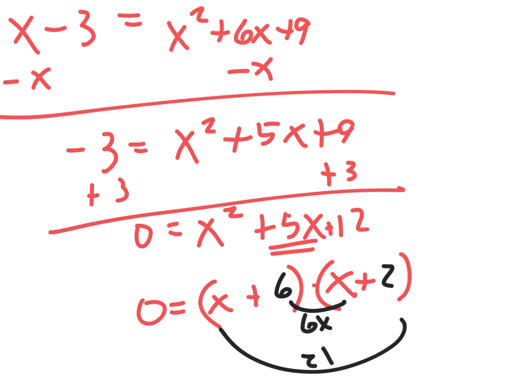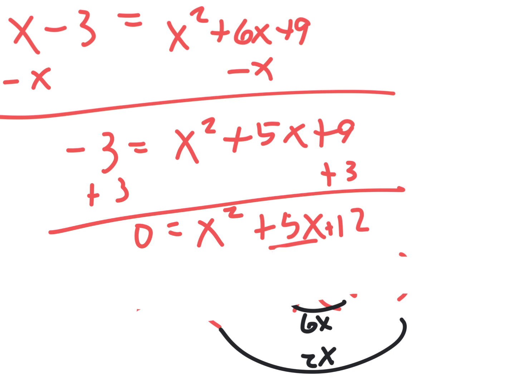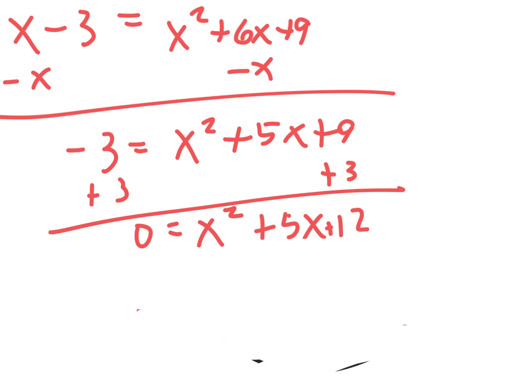6x and 2x, and that makes 8x, not 5x. So this one won't factor. And if it won't factor, does that mean you get to just say there's no solutions? No, not at all. It's time for the quadratic formula. If you ever get to this part, frankly, usually they're going to factor.